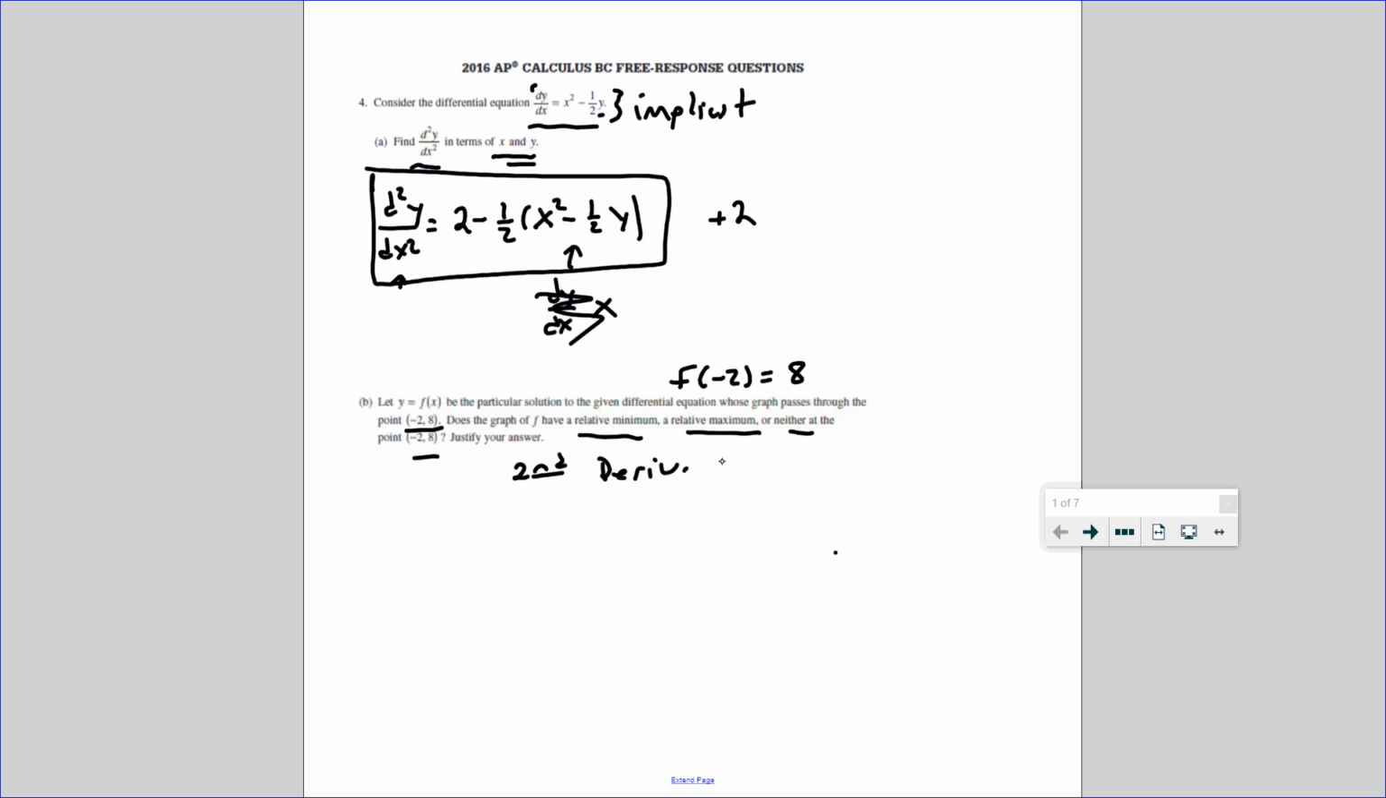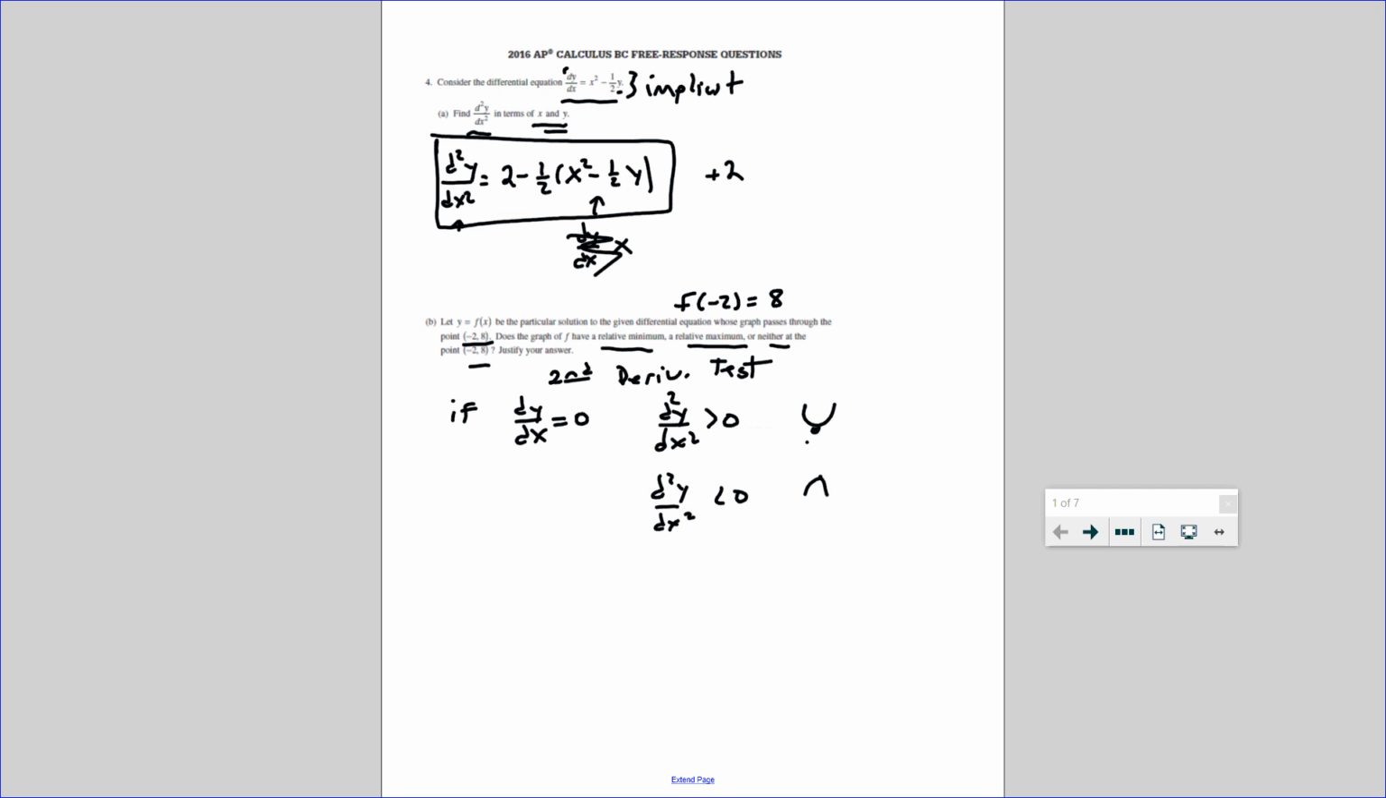If you need to look that up, I have a video on that earlier this year. Please go check that out. That's a great video. But basically what the second derivative test says is if the first derivative, dy/dx, is 0, and if the second derivative is greater than 0, we know that the function is concave up, and therefore we have a minimum. If the second derivative is less than 0, we know the function is concave down, we have a maximum. So that is our rule.